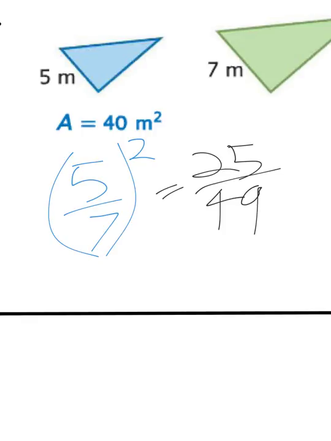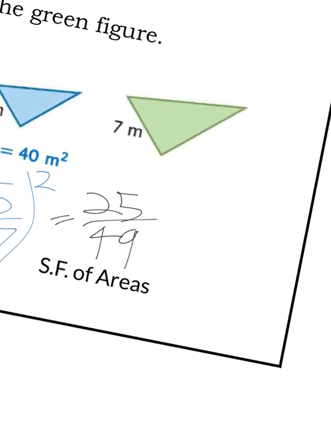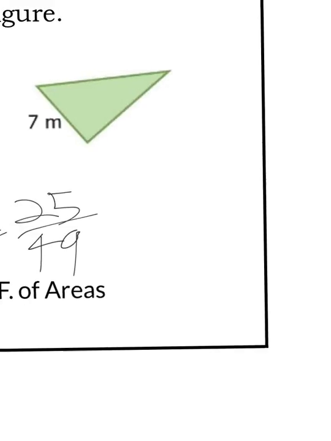Okay, and that's my scale factor of my areas. I typed it out that time, so you don't have to read my handwriting. Now I'm going to do a proportion. The next step would be to make a proportion.